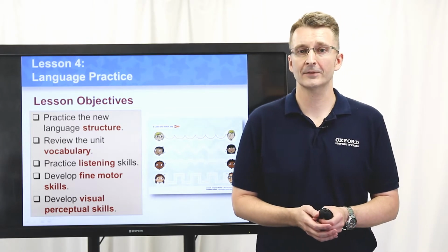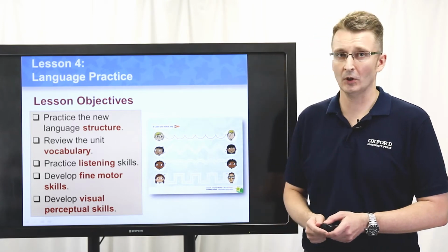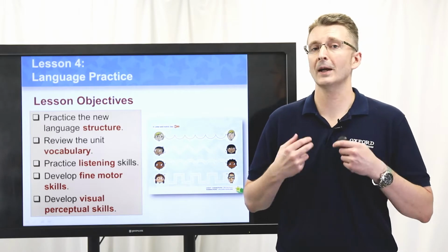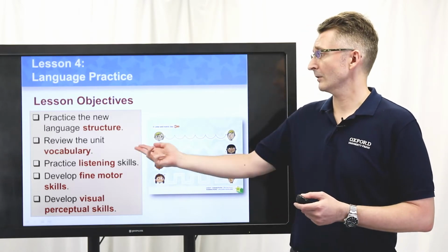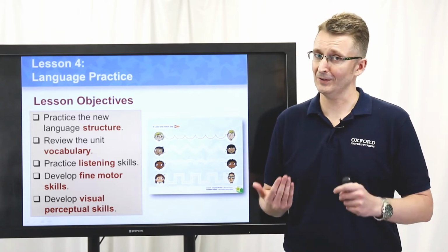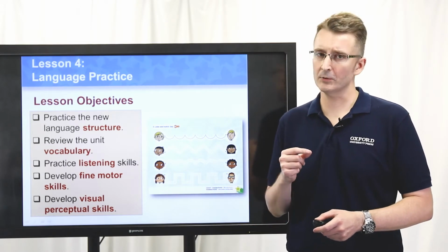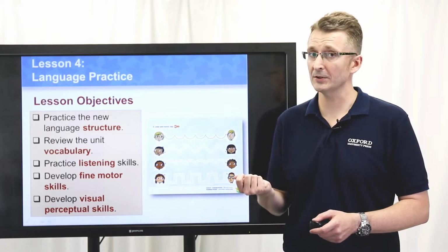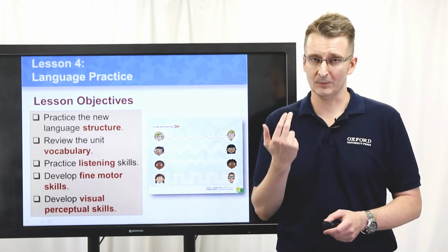Your lesson objectives are: practice the new language structure, which is "this is my mommy" or "this is my daddy" in our example unit. You're going to review the unit vocabulary, mommy, daddy, brother, sister in this case. Practice listening skills. Develop fine motor skills with a pen to paper activity. In this case it's tracing and matching. And develop visual perceptual skills.